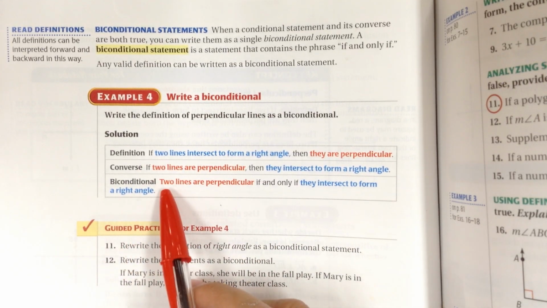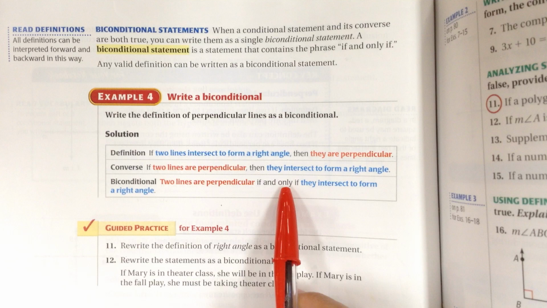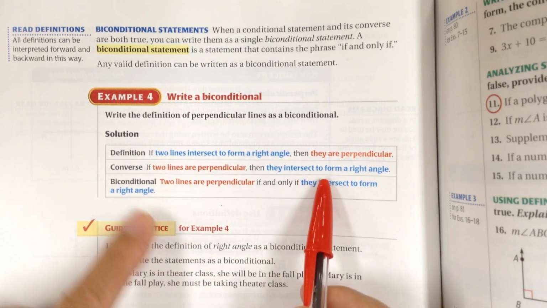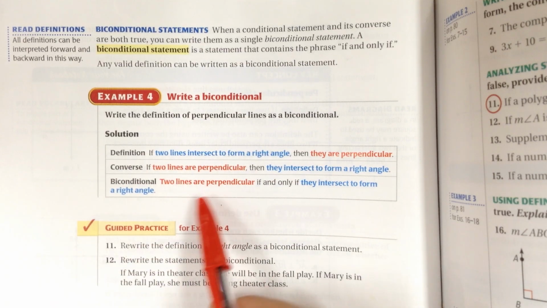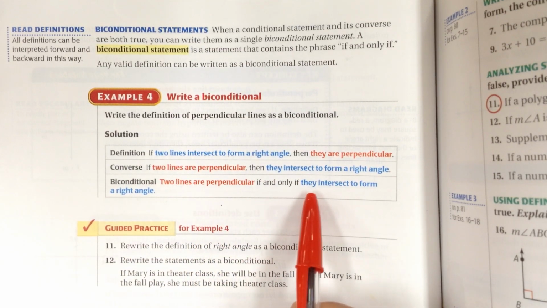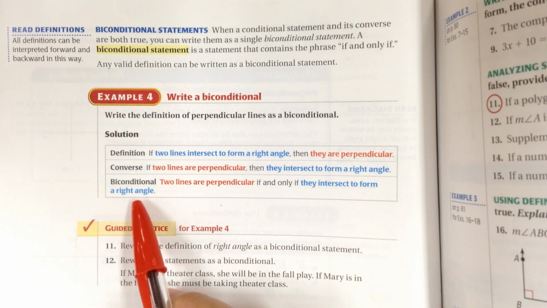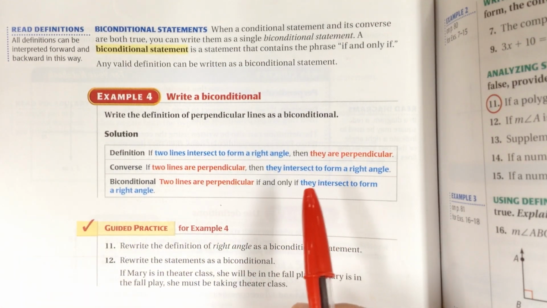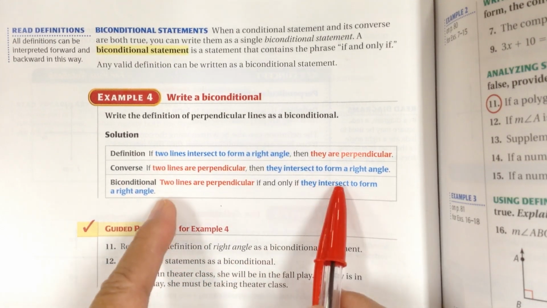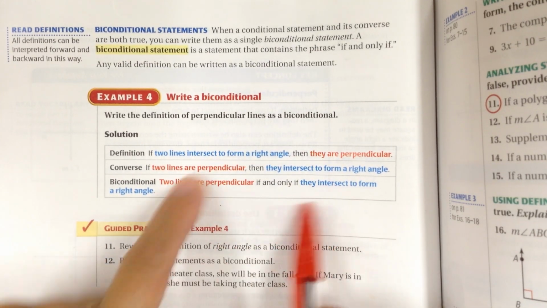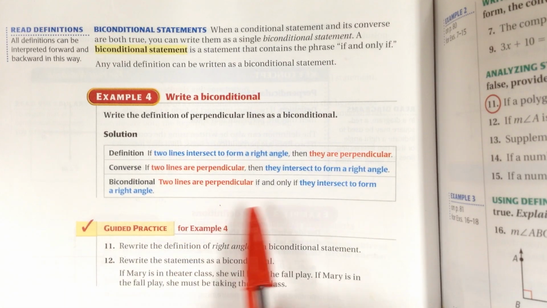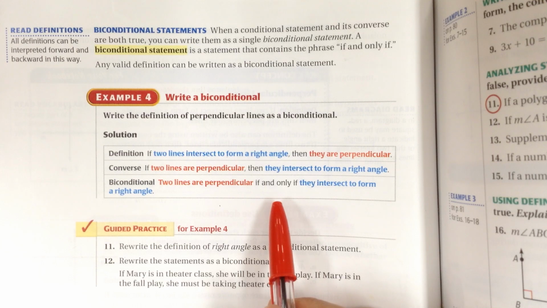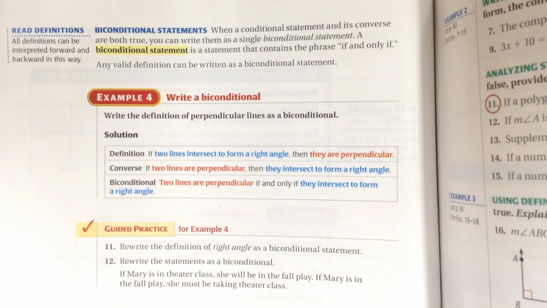So it says two lines are perpendicular if and only if they intersect to form a right angle. Another way, you also can move this to the front, right? You can say two lines intersect to form a right angle if and only if they are perpendicular. Again, biconditional means you can switch and it is still true. Now, if we cannot do that, then it's not biconditional. It would be just a regular conditional statement.